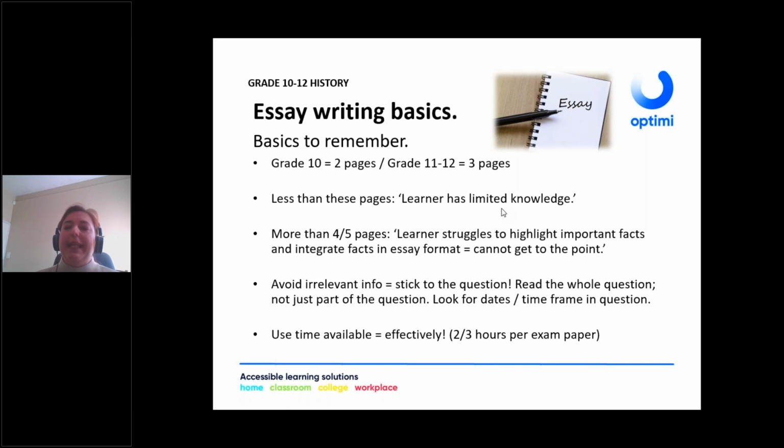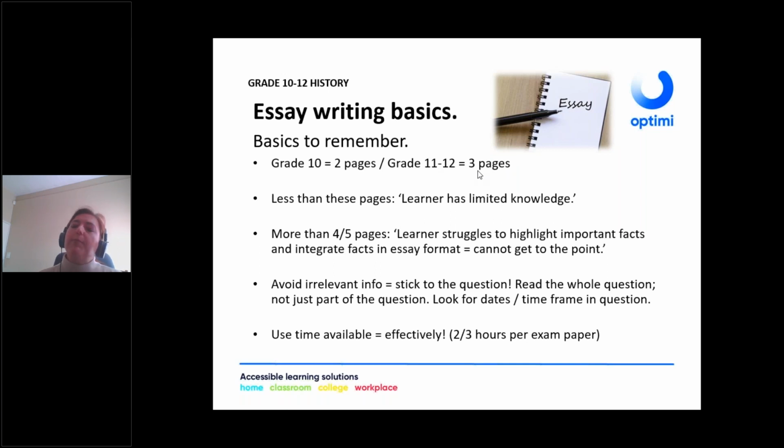If you write less than these pages, then it gives the marker the image of the learner has limited knowledge, the learner did not learn effectively, the learner does not really know what he's writing about, or so forth. So stick at least to the page requirements. 3 pages in grade 11 and 12.